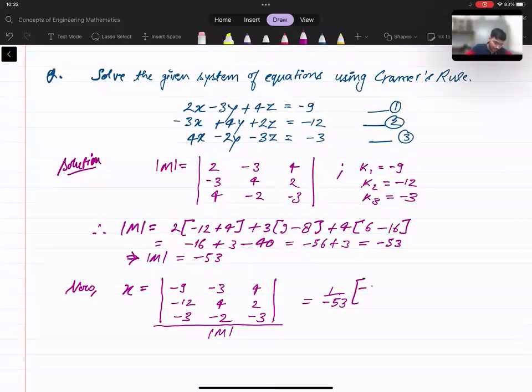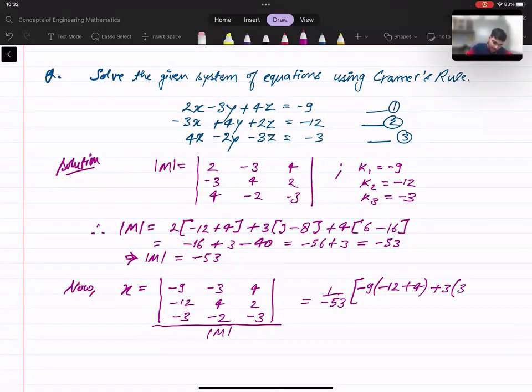So this will be minus 9 into minus 12 plus 4. Okay. This is plus 3 into 36 plus 6, and this will be plus 4 into 24. Okay, so 24 and plus 12.